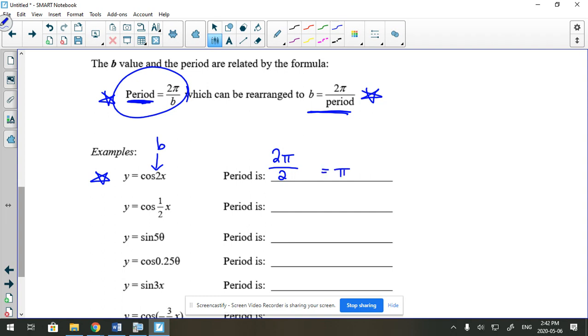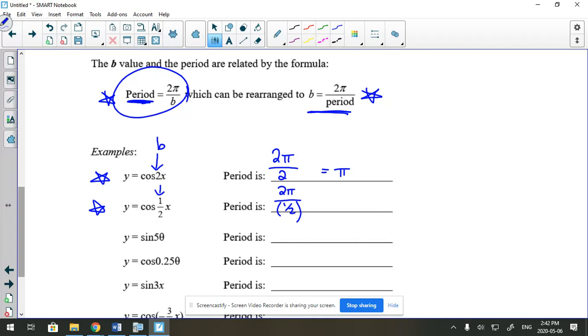So that means your period here would be pi. Same for the next one, similar idea. If you want to figure out what your period is, this is your b value. So you're just going to go 2 pi divided by a half. And remember, we don't want decimals or anything. We want to keep it in complete radians, exact values.